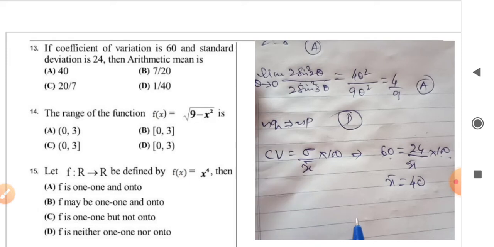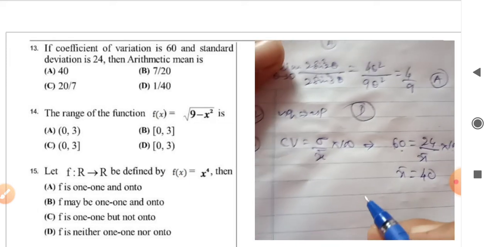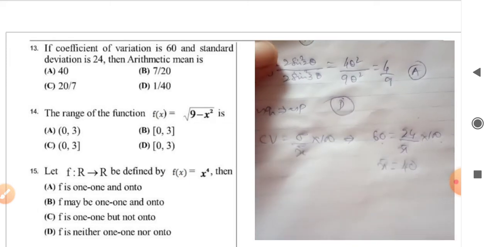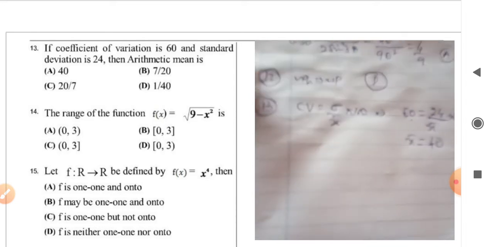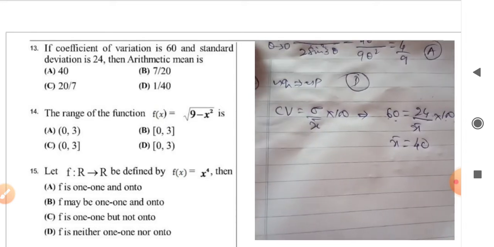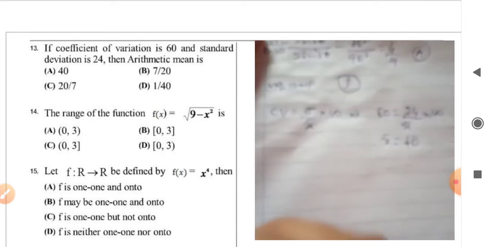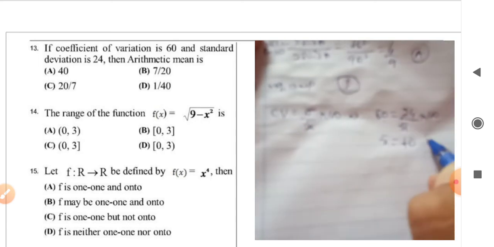So very simple, do mental calculation my dear students. If you do all the calculation on paper, you don't get that much time in the examinations. Okay, and the next one here, the answer you got is 40.